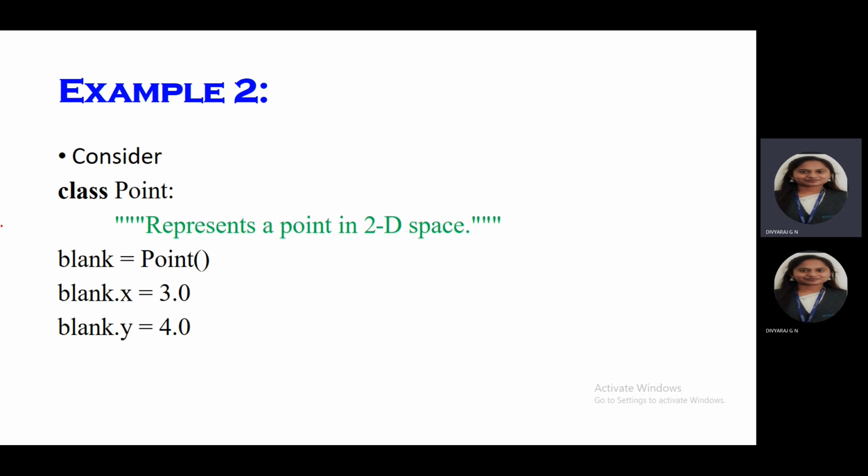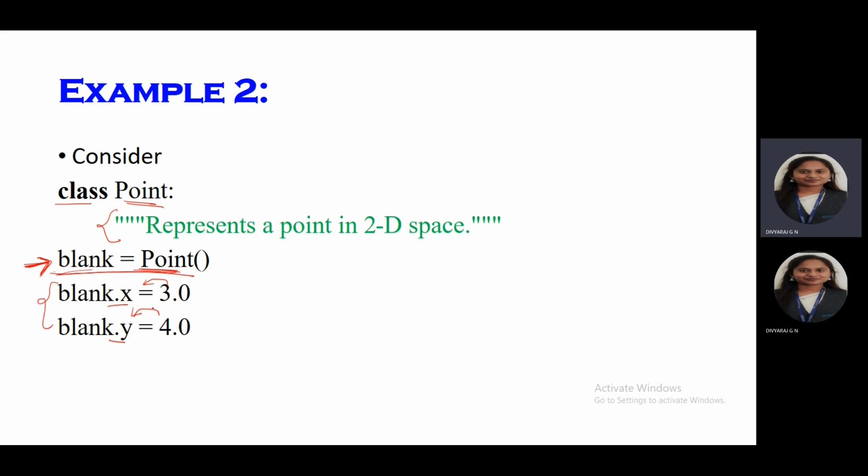Consider one more example here. There's a class called Point and there's a docstring here. What does this line show? Can anyone guess? What is the meaning of this? Yes, someone guessed it right. I'm creating an object for the class Point. The object name is blank. The next two lines create attributes x and y and assign values to them. So blank.x will be 3 and blank.y will be 4.